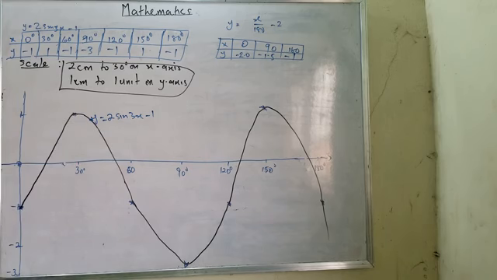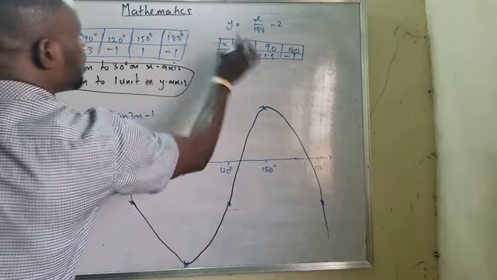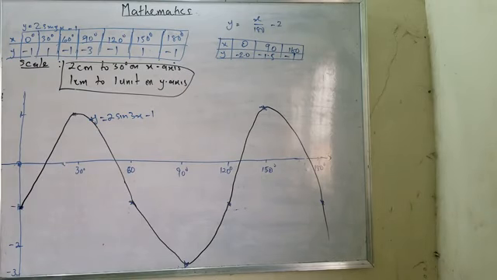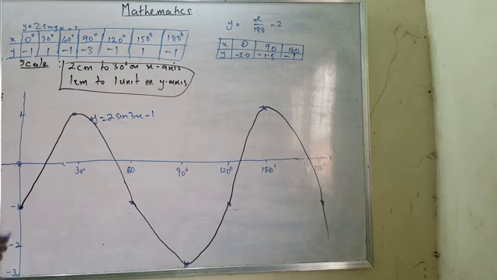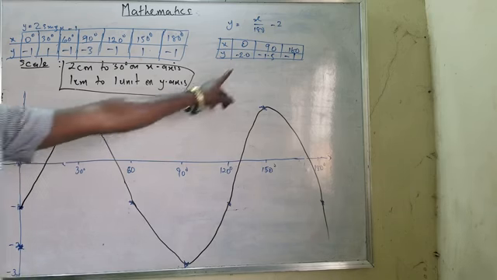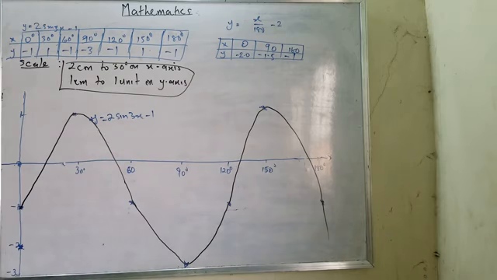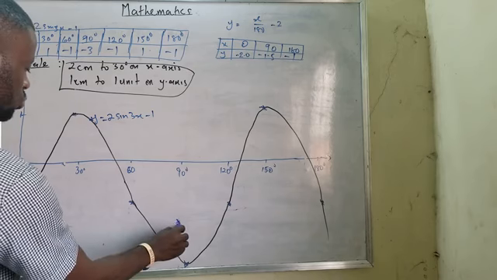Now, it means you are interpreting the graph. The next thing, I want to plot this graph. Don't forget the first and the last. When I have 0, I'm having minus 2. I will point it like this. Now, when I have 90, I'm having minus 1.5. It will be somewhere here.